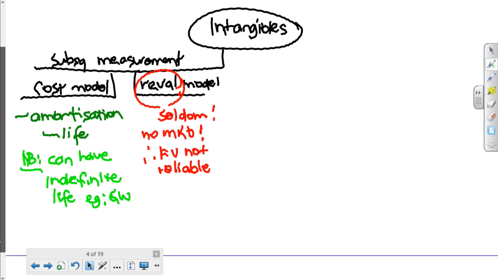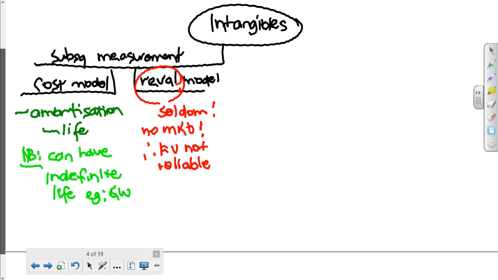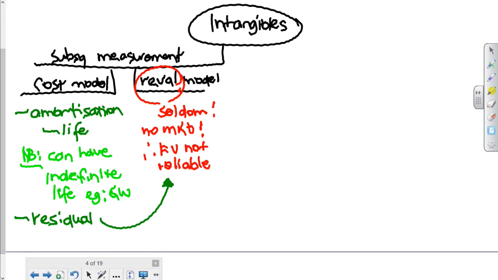We also would have a residual, but again, for this same reason, the fact that we really don't buy and sell intangibles, residuals are usually null. So amortization of intangibles is fairly straightforward because there's a null residual, and usually there's a fairly shortish life.